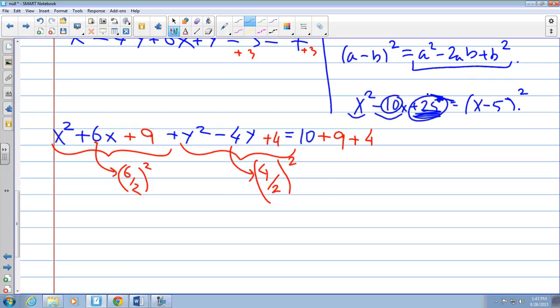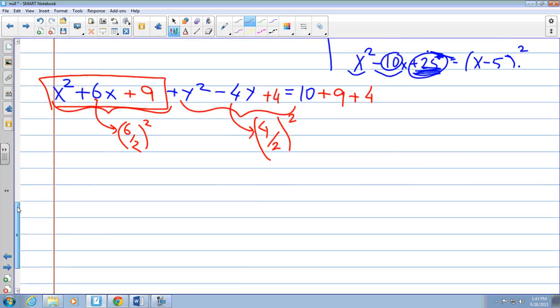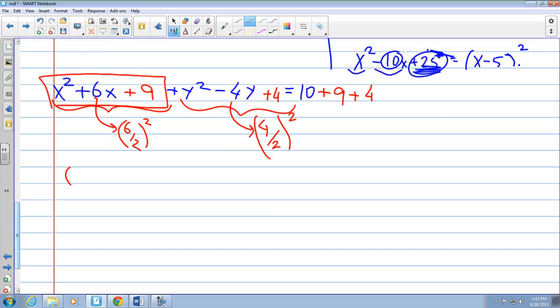Yeah, because now the first three terms are a perfect square, right? If I factor them, I'll get x plus, well, what's being squared there? 3, so it's x plus 3 squared. This thing will factor into that. On the other one, it'll become y minus 2 squared equals whatever on earth that is, 23.